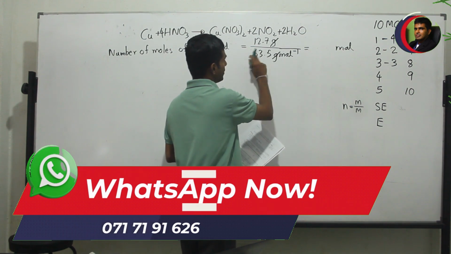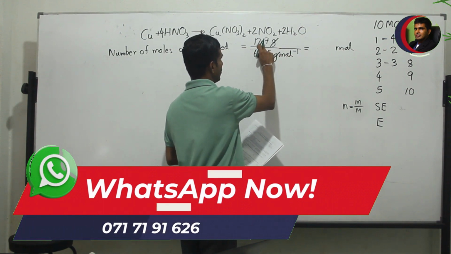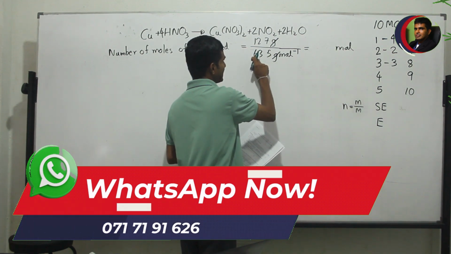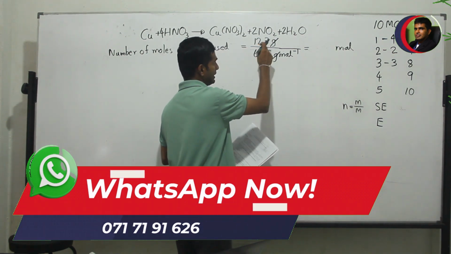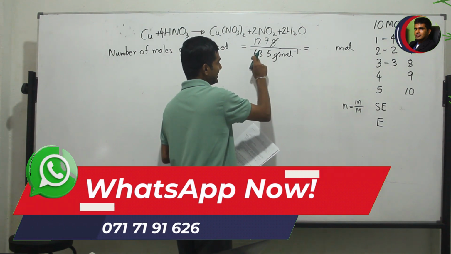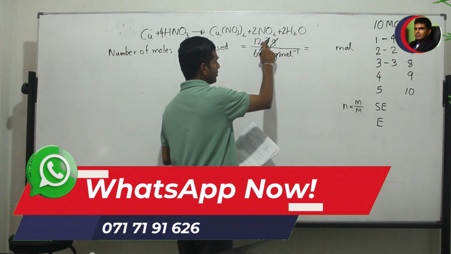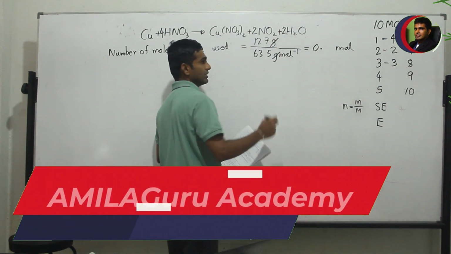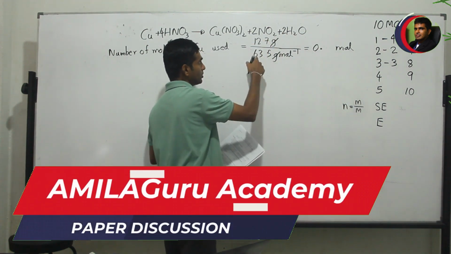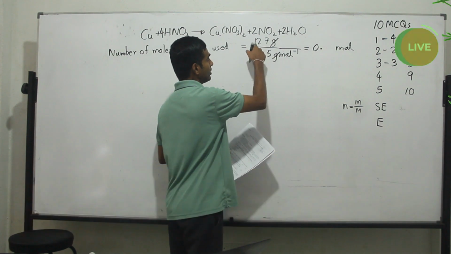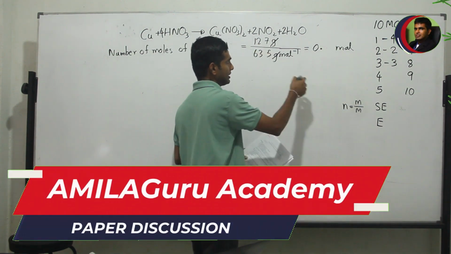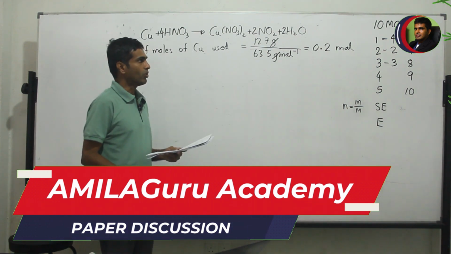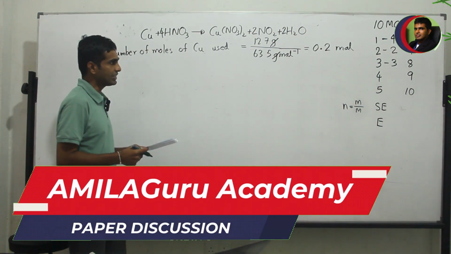We can move one decimal place to the right, then it is 127 over 635. Then there are no 635s in 127, 0. Then after the decimal place we can add a 0. Then there are two 635s in 1270. So 0.2 moles of copper has been used for this reaction.